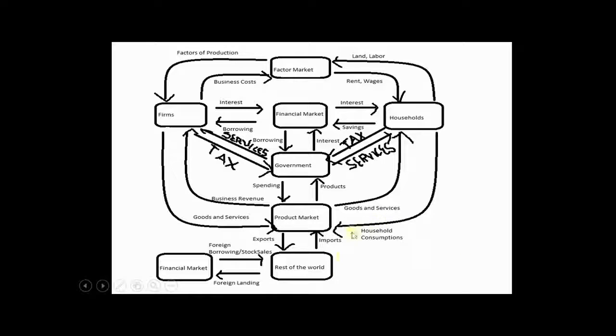And between the rest of the world and the financial market, it's essentially just stock sales, investing in stocks, and making interest off stocks. That's basically the key thing you need to know about the relationship between the rest of the world and the financial market. And that is about it for this video.